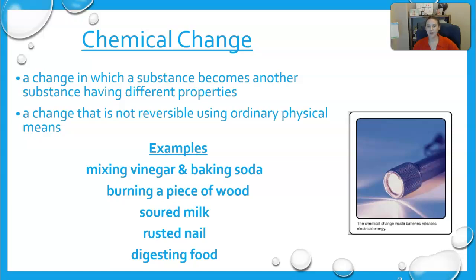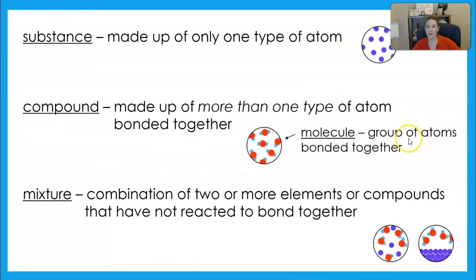Okay, now I will hear a lot of debate over digesting food. If we're talking about chewing our food and breaking it into tinier pieces, that might be more of a physical change. In this regard, we're talking about actually digesting it in your stomach. Okay, so remember, a substance is made up of one type of atom. A compound is more than one type of atom, and they've been bonded together. A molecule is a group of atoms that are bonded together. We're going to talk in a next lesson about compounds versus molecules, so be on the lookout for that.